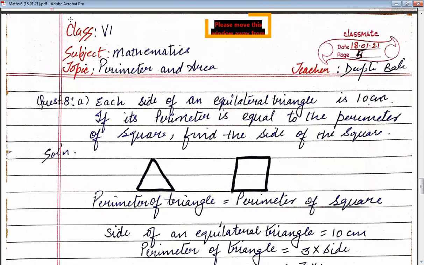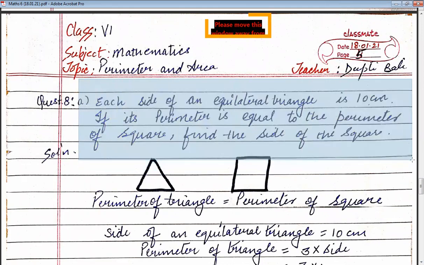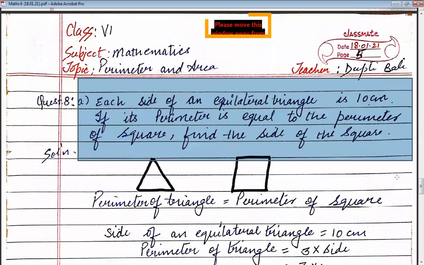Now let's read the question very carefully. Now children, these questions are really very important. Now let's read. Each side of an equilateral triangle is 10 centimeter. What is the side of each side of an equilateral triangle? 10. So I'm writing here, this side is 10. This is also 10 because this is an equilateral triangle. This is also 10. All the three sides are given to us.